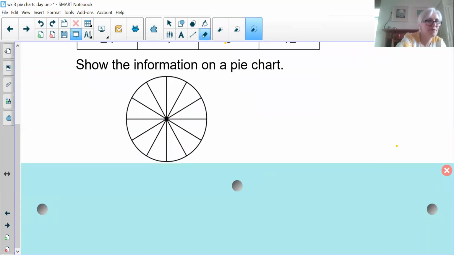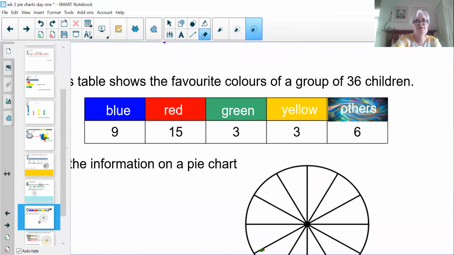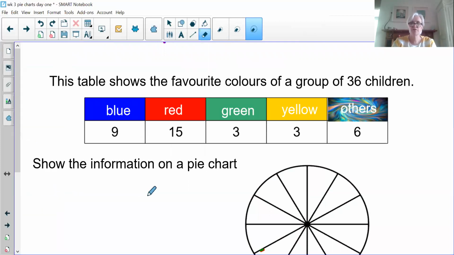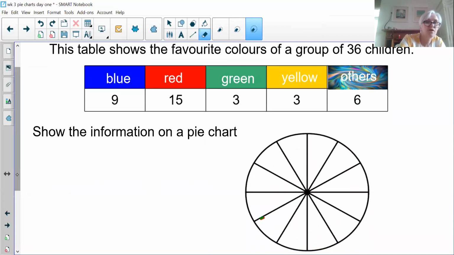Okay. Right, next page. So this table shows favourite colours of a group of 36 children. Again, just add those up. Make sure you've got 36 so you know what you're doing. And the pie is the same. It's still got 12 segments. So work out how many segments for each colour. You should know what to do first now. So stop the video, do the first thing.